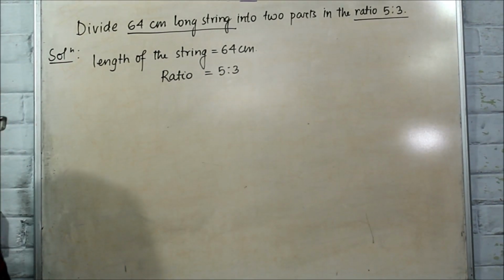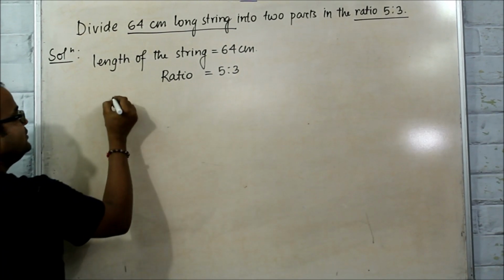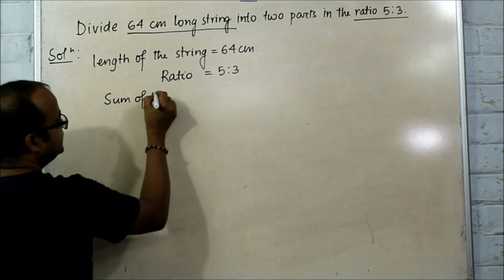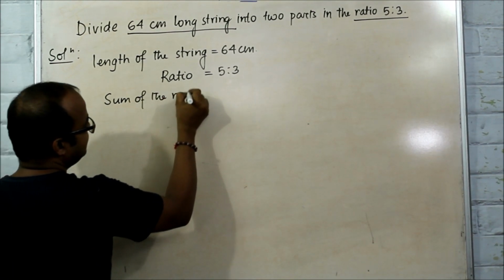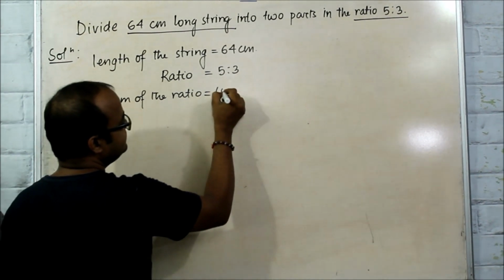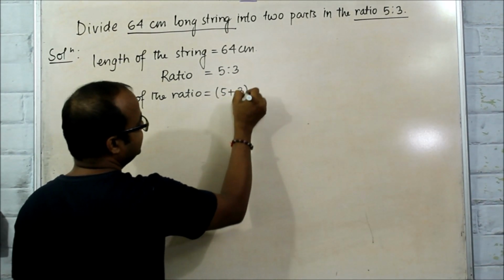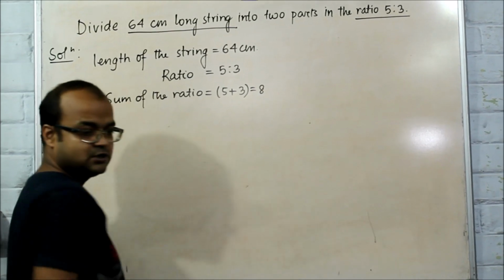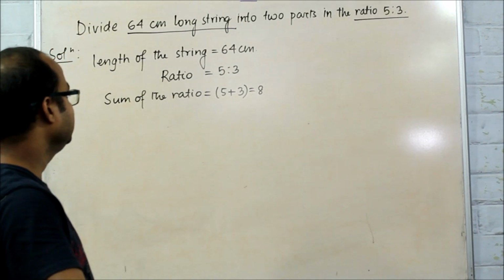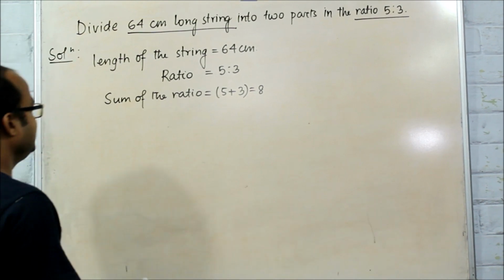Ratio is given as 5:3. Now find the sum of the ratio. Sum of the ratio is 5 plus 3, that is equal to 8.